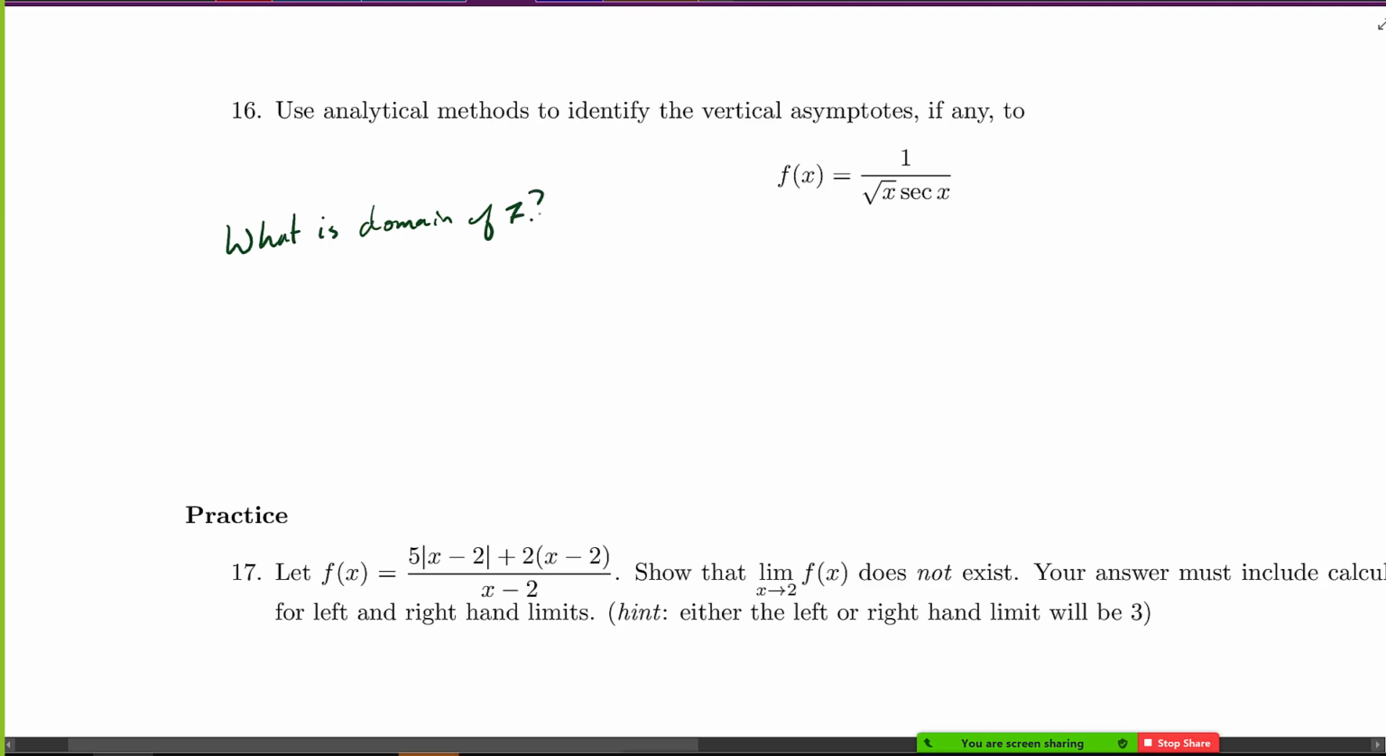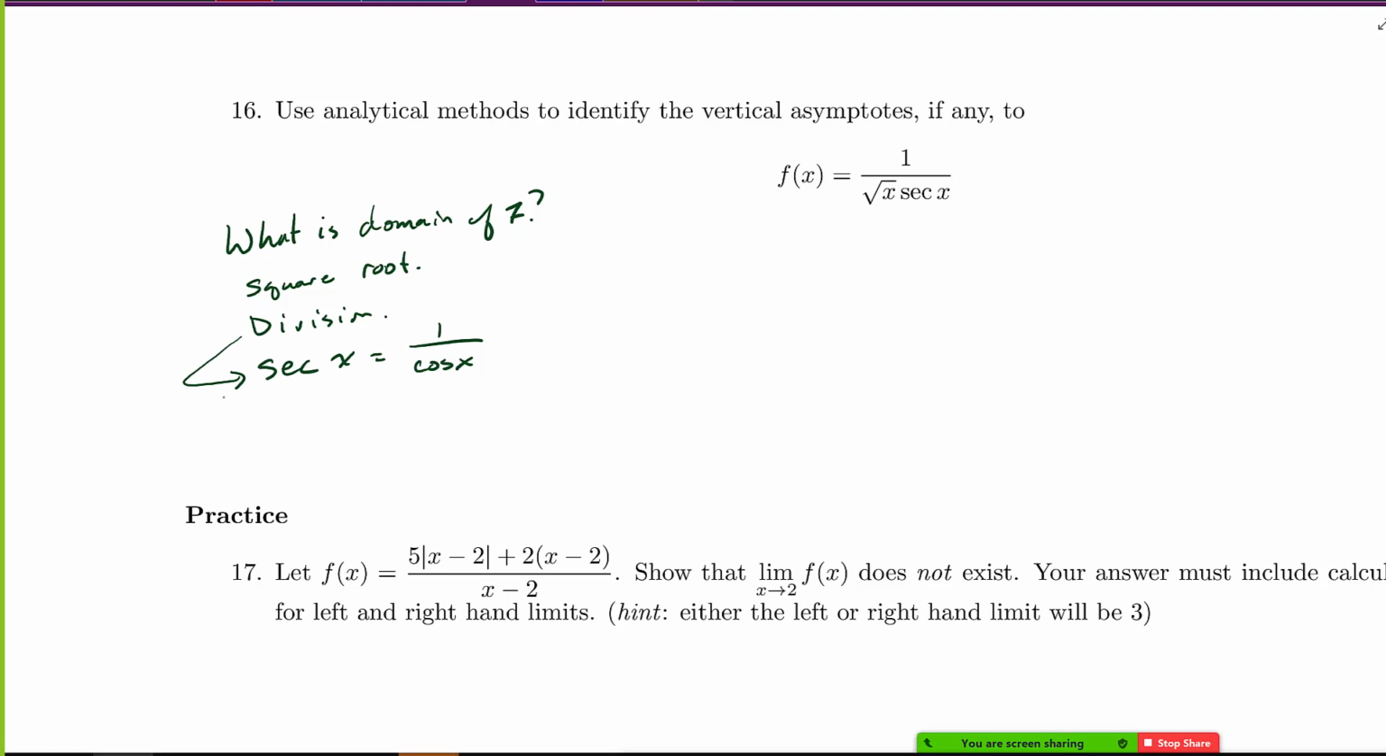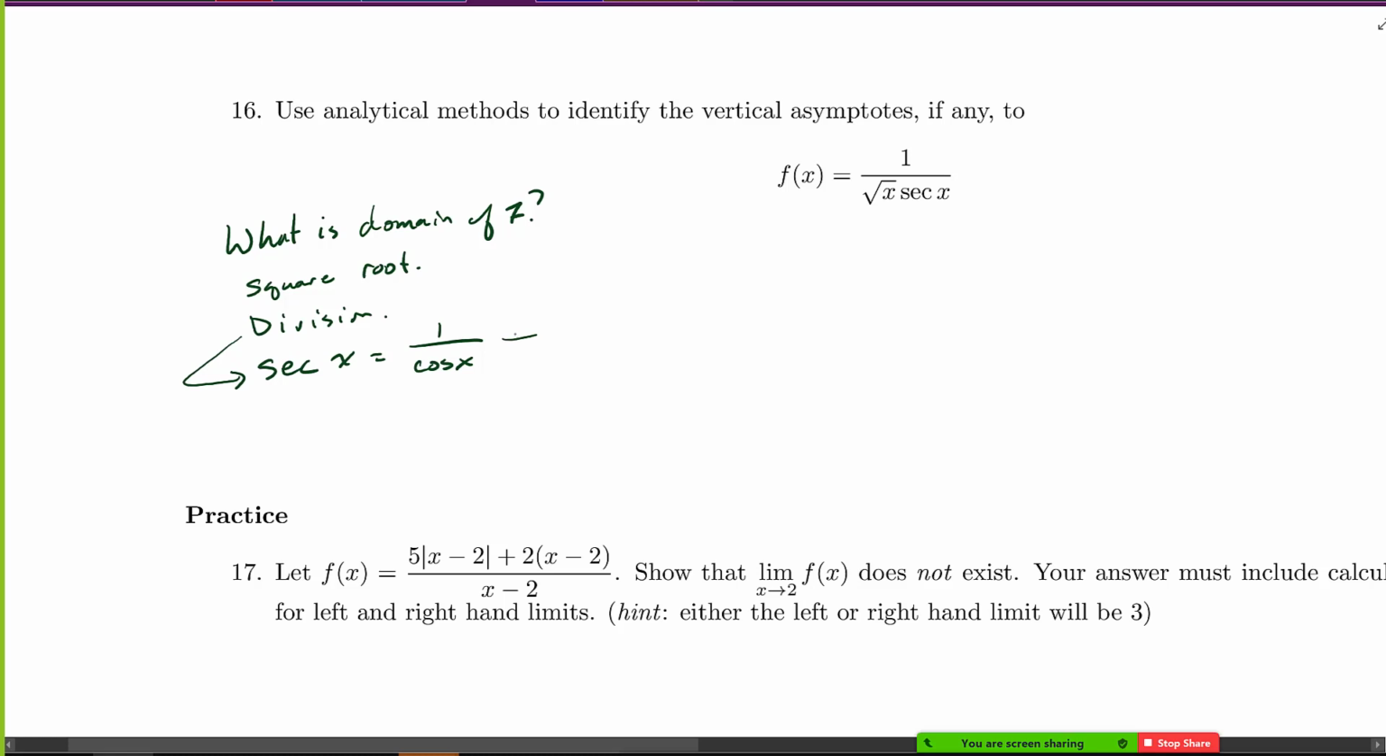So what operations am I doing that could get me into trouble? Well, I'm doing the square root operation. I'm doing division. And I've also got a secant function. And remember, the secant function we can think of as 1 over the cosine of x. So really, the secant function is just another division problem. It's going to be undefined everywhere the cosine of x is 0.